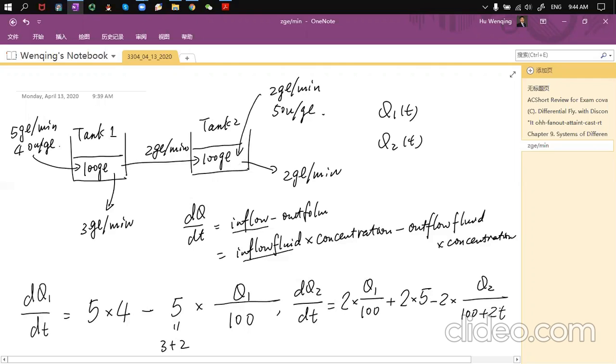Is that good, right? So if you put these two equations together, you're going to see that, well, you may be able to solve Q1 independently, but in order to solve Q2, you have to solve for Q1 first. Is that good for everybody?